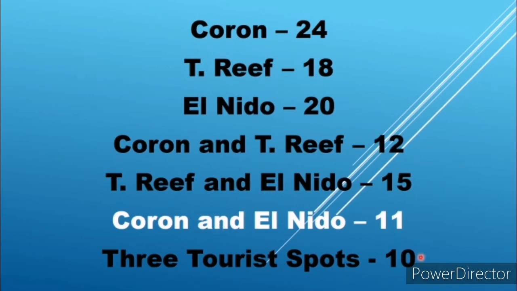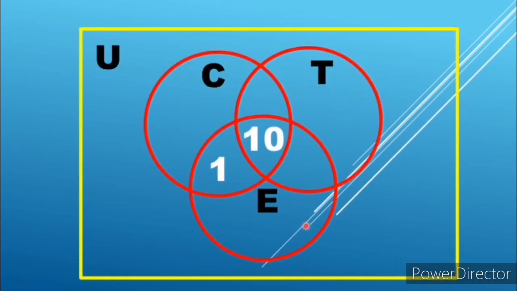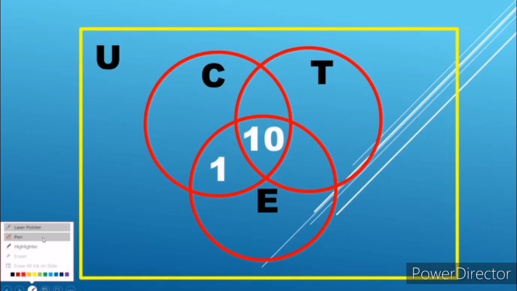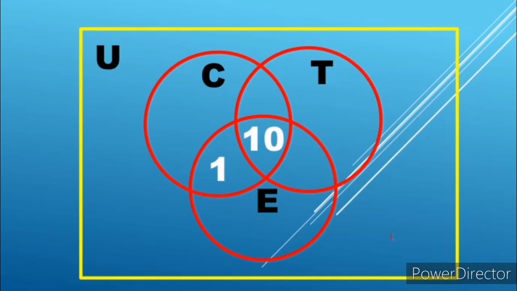Next, meron daw 11 na nagpunta sa Coron and El Nido. Again, merong 11 na nagpunta sa Coron and El Nido. So, you have to write eto yon, Coron and El Nido. That means, kung Coron and El Nido siya, sabi natin kapag N, it represents what? N represents intersection. So, Coron, intersection of El Nido. Okay.